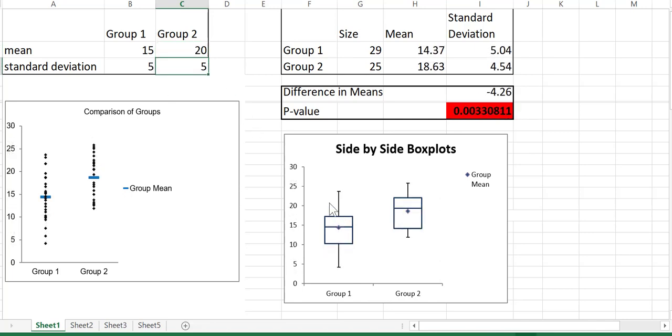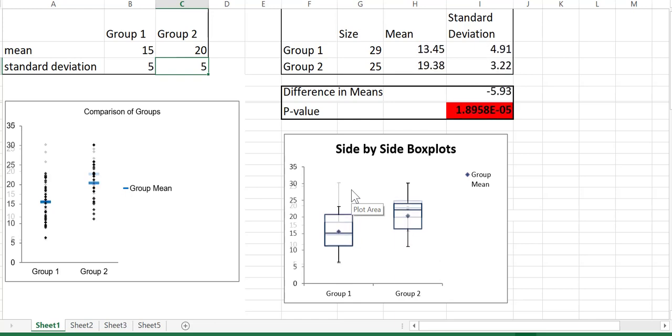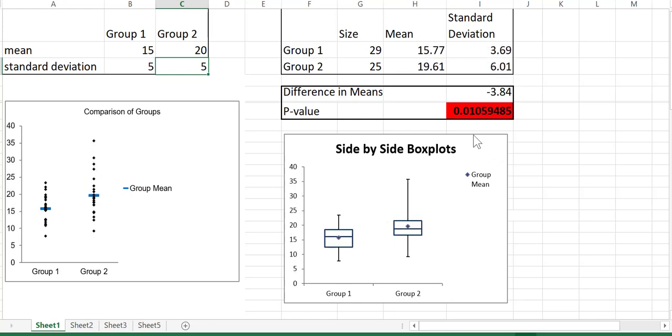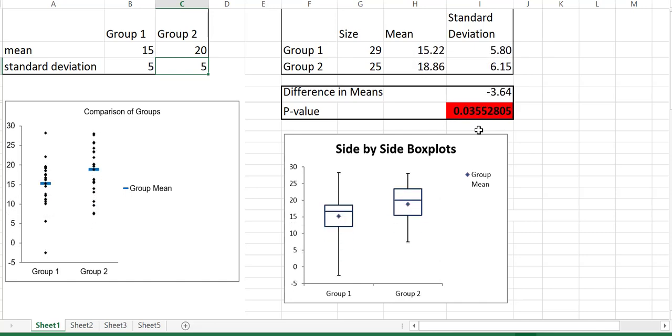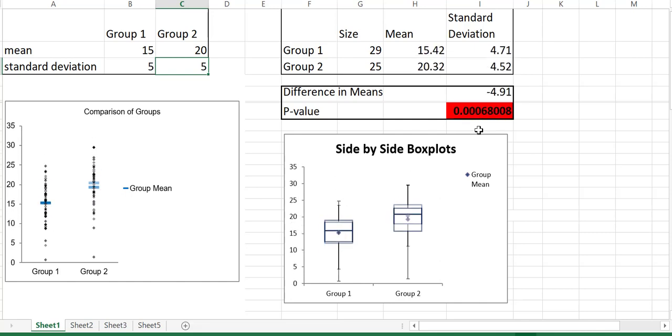Okay, so now you can see that my population sample means are still close to 15 and 20. But my box plots look like they're a lot different. And notice now I'm usually getting small p-values telling me that my population means were different, which is good because my population means are different.